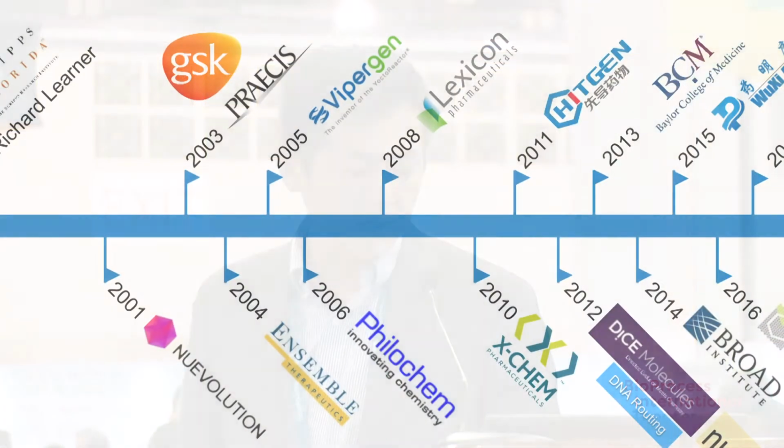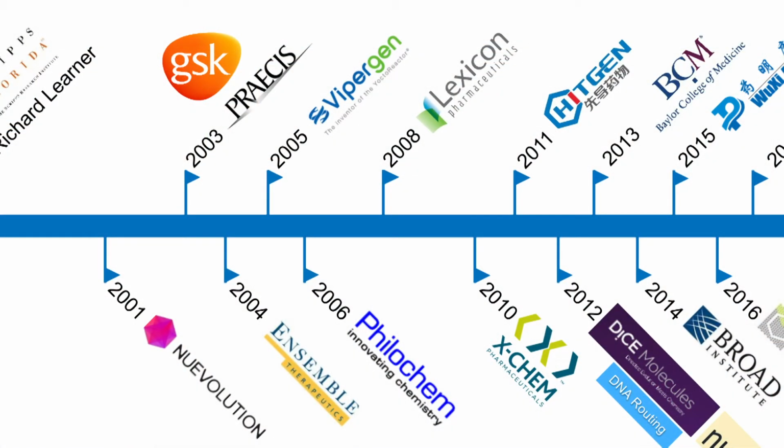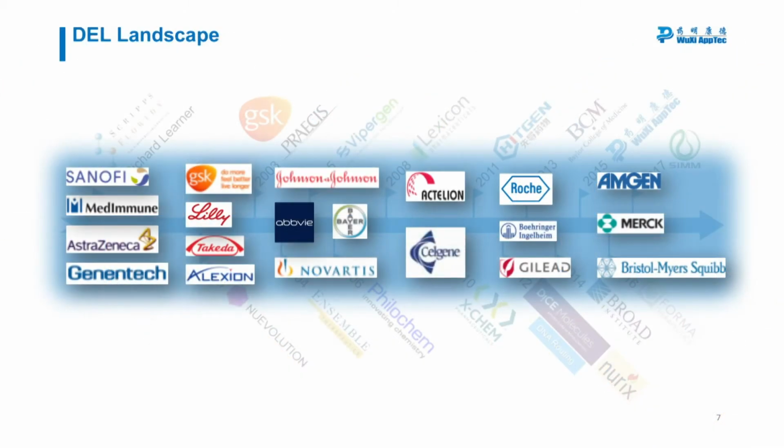As for the landscape of DEL, as I mentioned, the concept arrived very early, in 1992. At that time it was in the academic space. In the last 15 years, with the help of next-gen sequencing, more companies have adopted this technology, and there are also many service providers. Most of the major pharmaceutical companies have acquired access to the technology, either by internal effort or by collaborating with a DEL service provider.